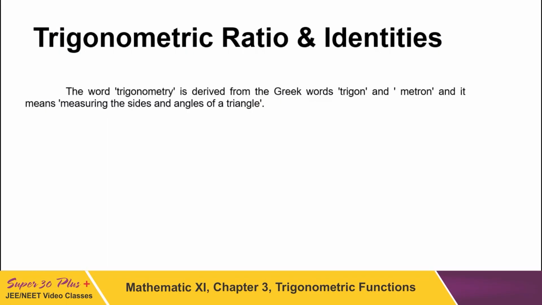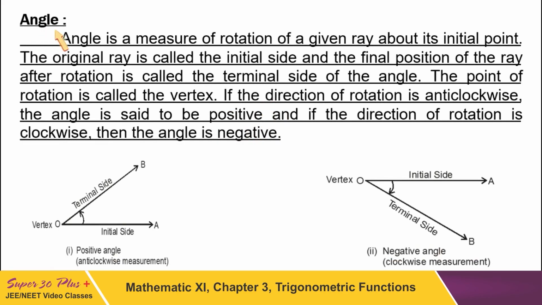Students, in this class we will study the fundamentals of trigonometry. In this, trigonometric ratios and identities. The word trigonometry is derived from the Greek words trigon and metron, and it means measuring the sides and angles of a triangle. What is an angle?